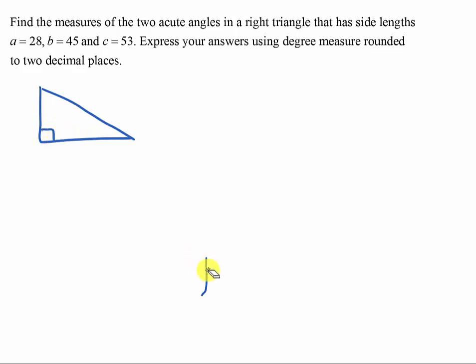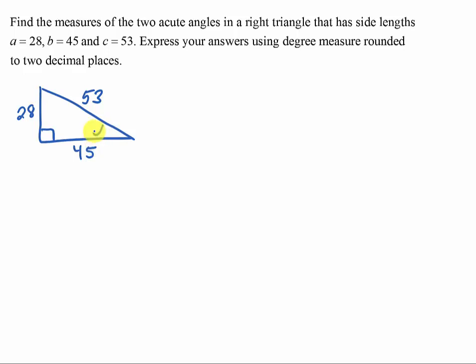And when we label the sides, we know that the longest of the three sides has got to be the hypotenuse, so that's 53. And typically with right triangles, A and B are legs and C is a hypotenuse. So let's go ahead and label the other two legs. And does it matter which one I put where? Not really. And our triangle's not necessarily drawn to scale, so that'll be okay.